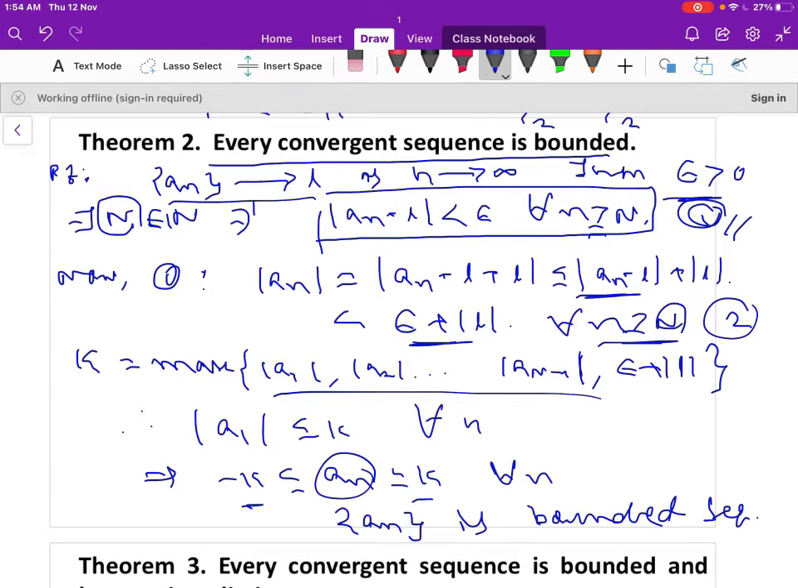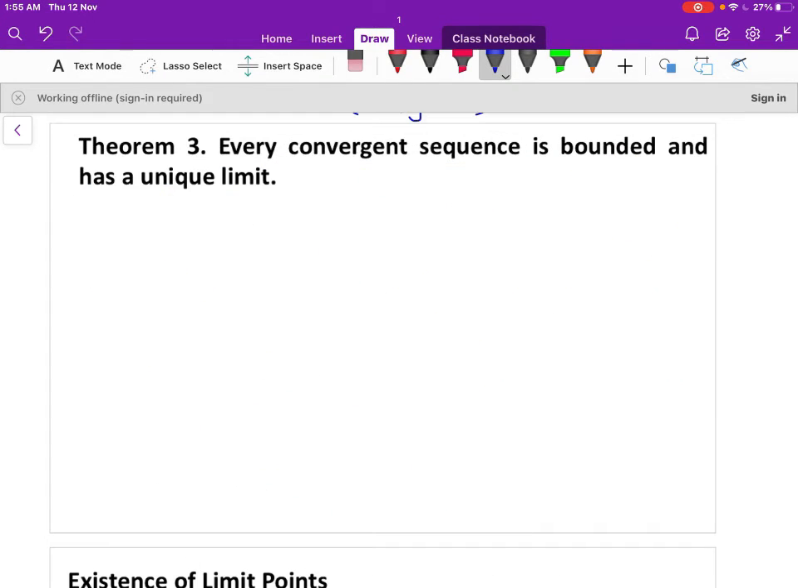If a sequence is convergent, it is always a bounded sequence. So you have seen two properties of a convergent sequence. Every convergent sequence has a unique limit, and the second property is every convergent sequence is a bounded sequence.